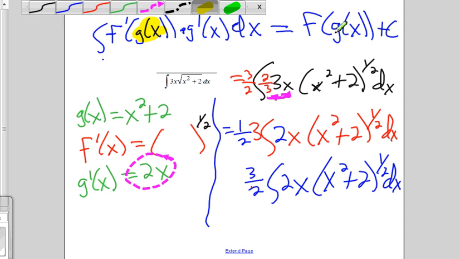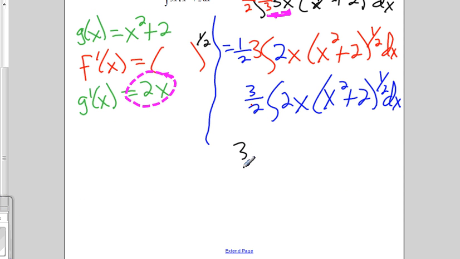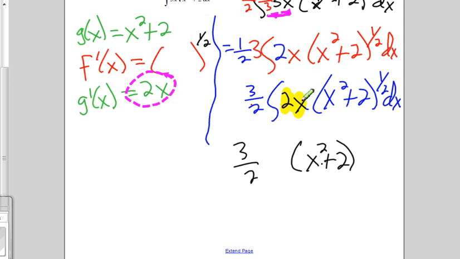I know what my inside function is, and I can take the antiderivative of what my outside function's derivative was, and then I can add my c. And this 3/2 just kind of travels along. So I'm going to get 3/2. In my parentheses, I'm going to get x squared plus 2, plus c. And this is my license to integrate, so I'm not doing anything with that.